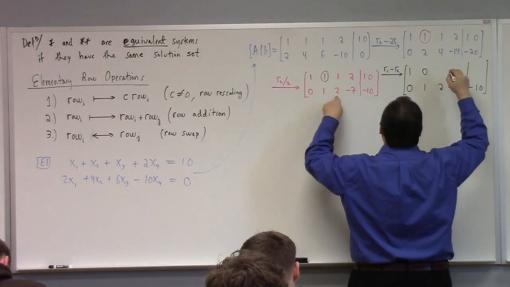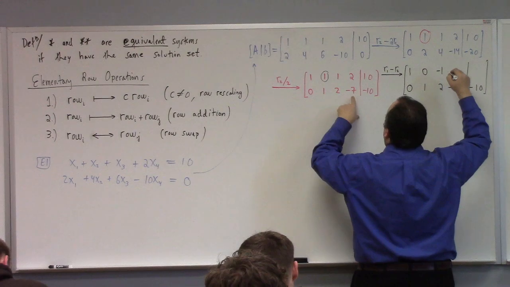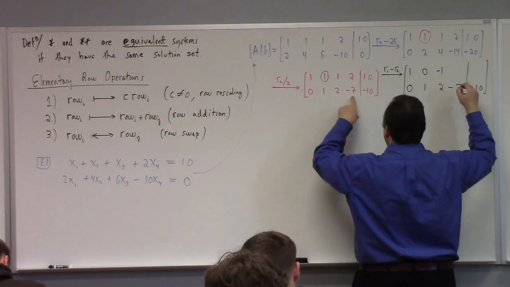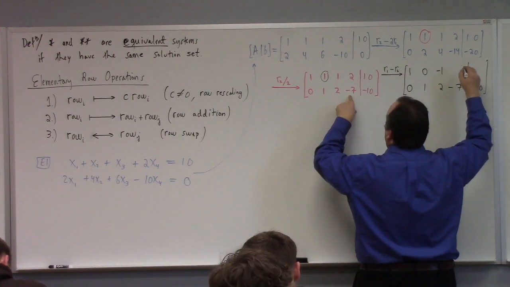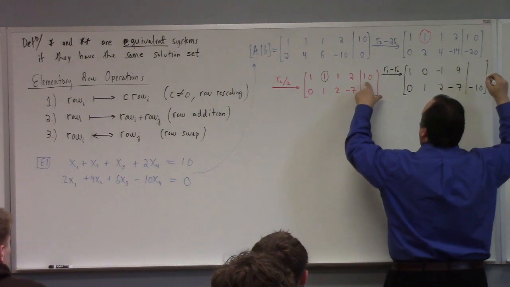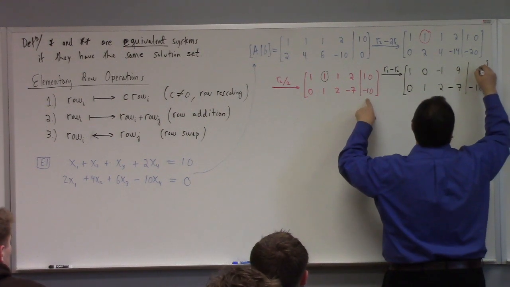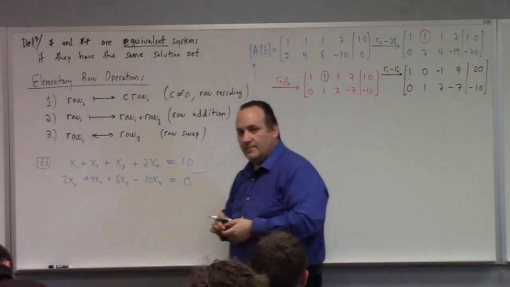1 minus 2 is what? Minus 1, right? And then 2 minus a minus 7 is also known as 9. And 10 minus a minus 10 is 20. All right.